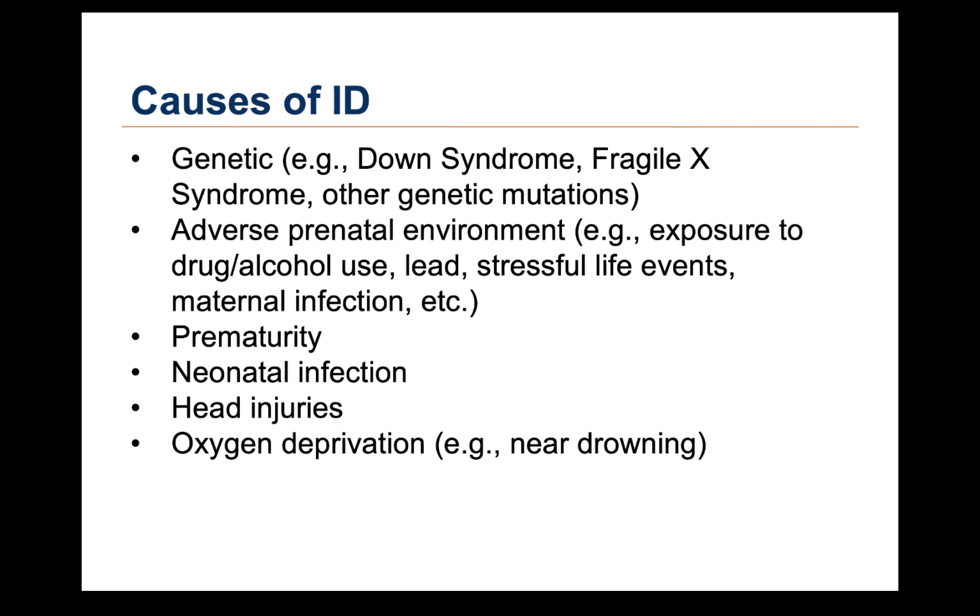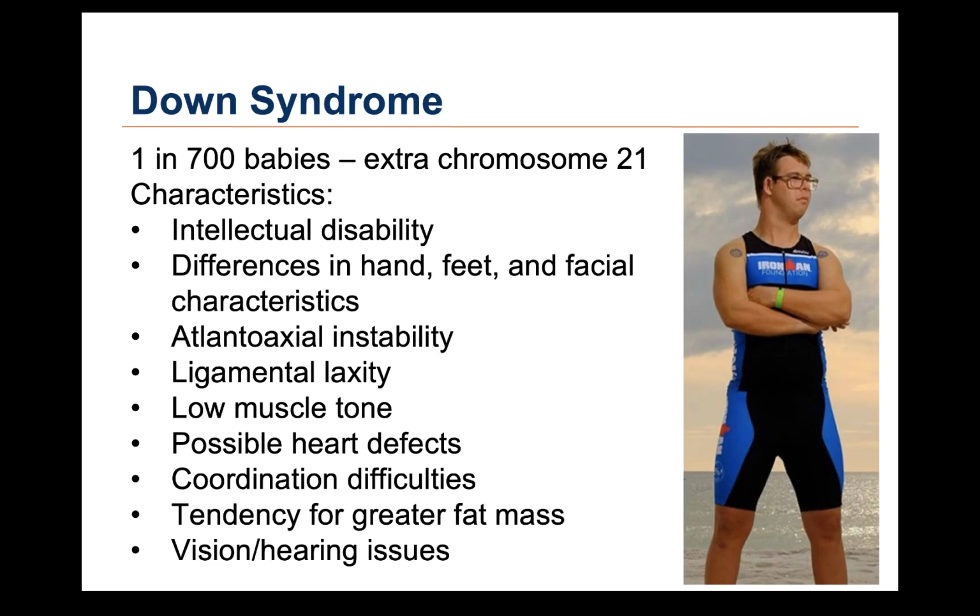We will spend a little bit more time talking about Down syndrome, which is a developmental disability that commonly causes intellectual disability. Down syndrome is caused by a specific genetic mutation in which a full or partial copy of chromosome 21 is present. This is called a trisomy because there are 3 full or partial copies of chromosome 21 rather than 2. Down syndrome affects 1 in 700 babies.